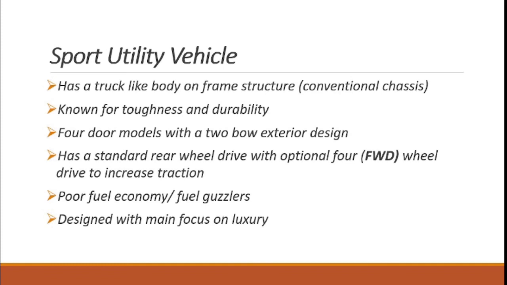So there are 4-door models with a 2-box exterior design, and the 2-box exterior design means we have the bonnet, or the engine compartment, and the passenger compartment only. They have a standard rear wheel drive with optional 4-wheel drive to increase traction on wet roads. Off-road capabilities will be enabled by the 4-wheel drive option.